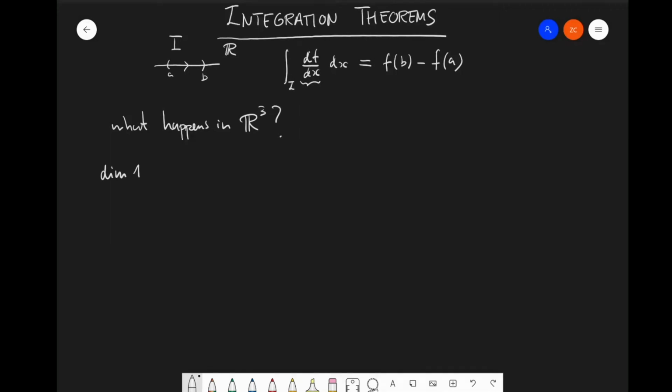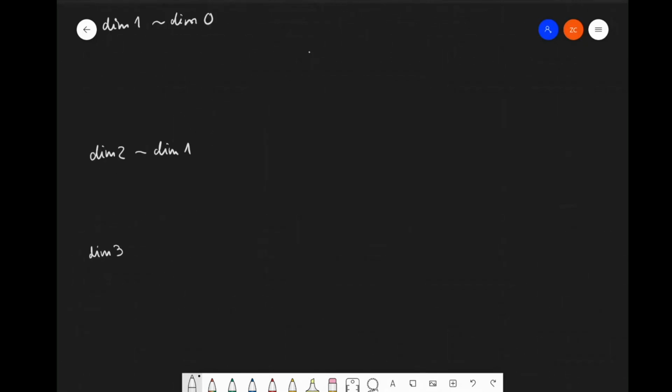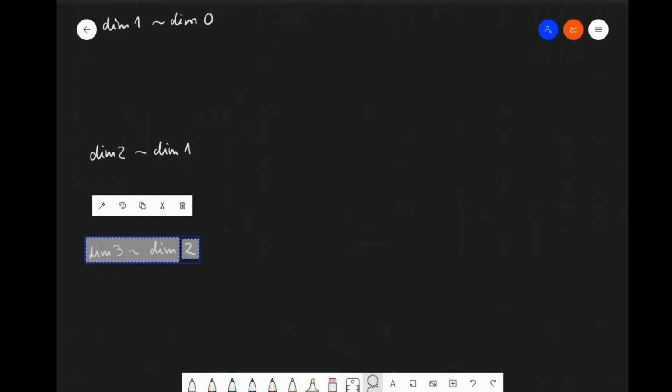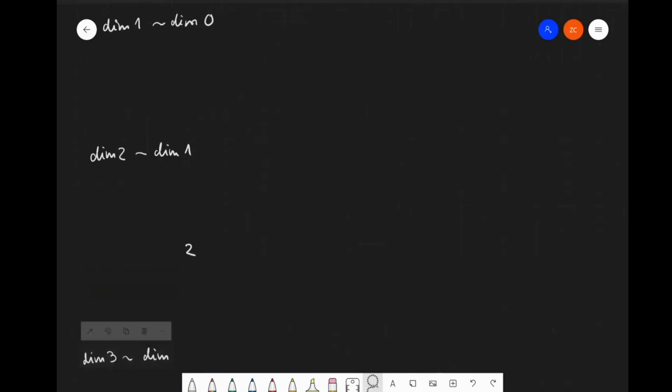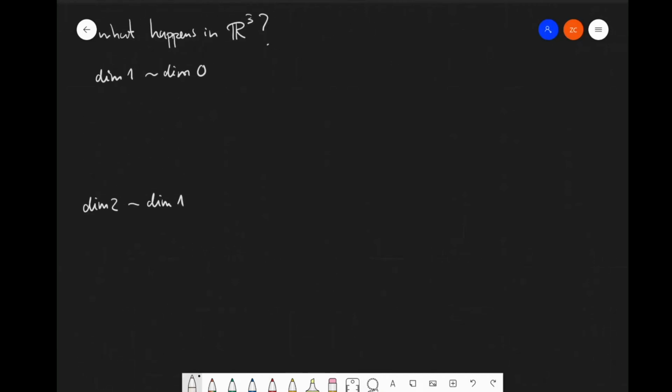So from dimension 1, sorry, from dimension 0 to dimension 1. How do I want to write them? No, the opposite way. So dimension 1 to dimension 0, dimension 2 to dimension 1, and dimension 3 to dimension 2. Right? Okay. Let me take it down a little bit. Dimension 2 down here. Okay, so we're expecting 3 because we are in dimension 3.